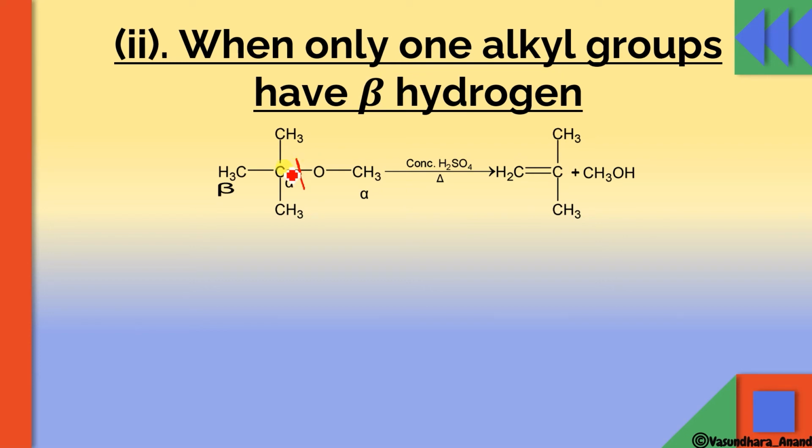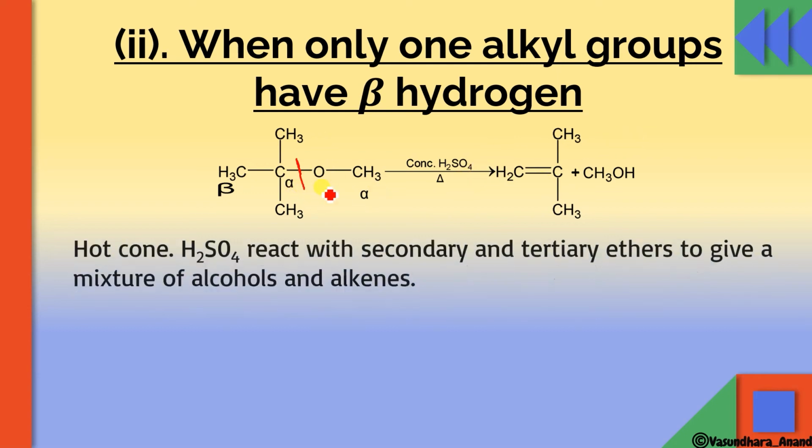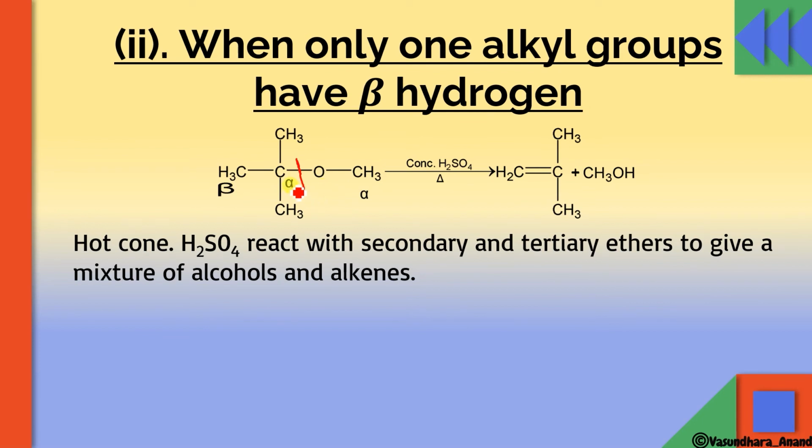So that's why the tertiary carbocation will form, and after that it will undergo double bond shifting. A double bond will form, an alkene will form. The other group will give you the alcohol. Got it? Yes. Next, hot and conc. This is hot and conc H2SO4, which reacts with secondary and tertiary ether to give a mixture of alcohol and alkenes.